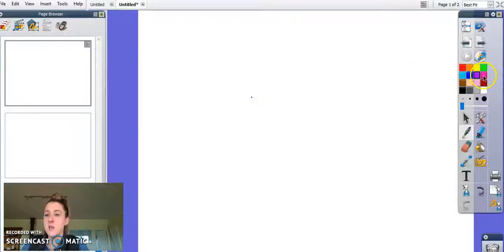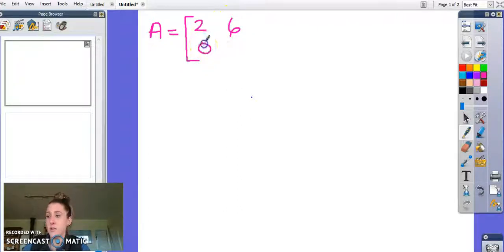Okay, I want to start talking about matrix multiplication now. It's one of the more challenging things to do with matrices. So I'm just going to write up my matrix A first of all. And of course we know it's a 2 by 2 matrix, 2 rows, 2 columns.